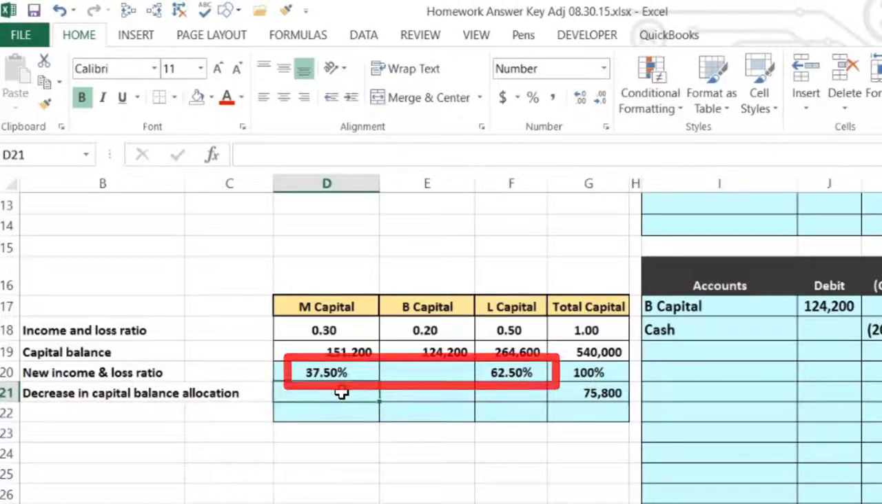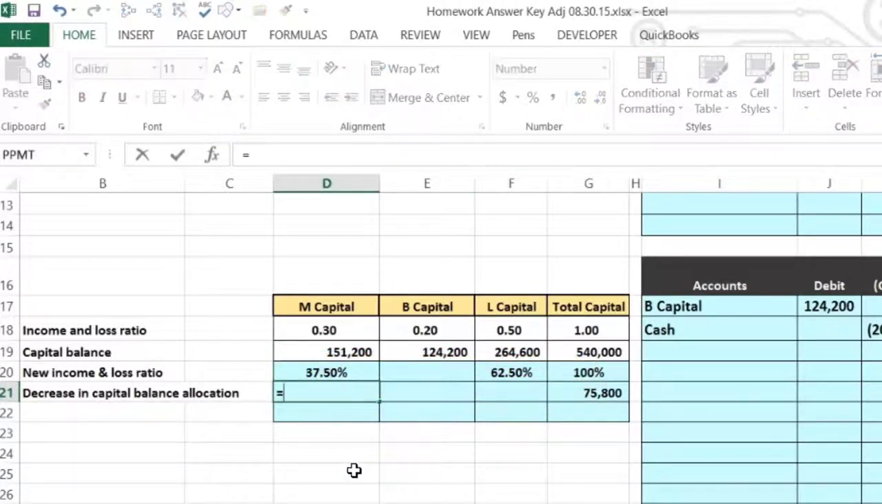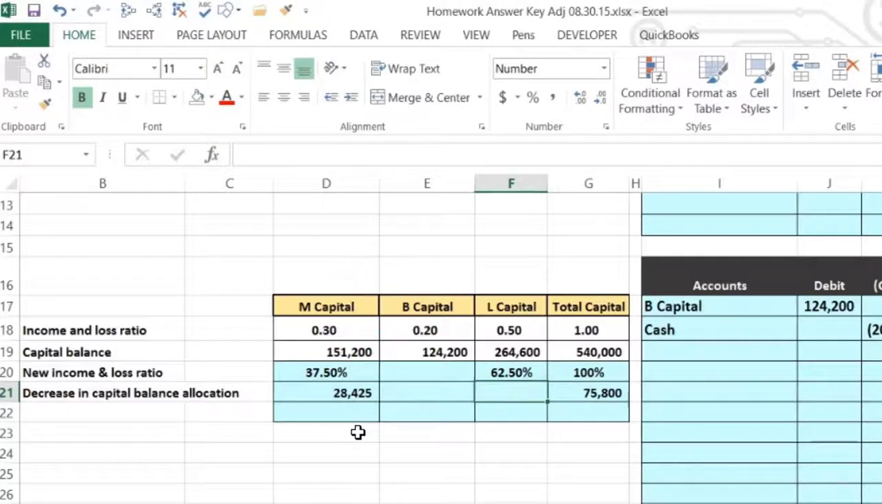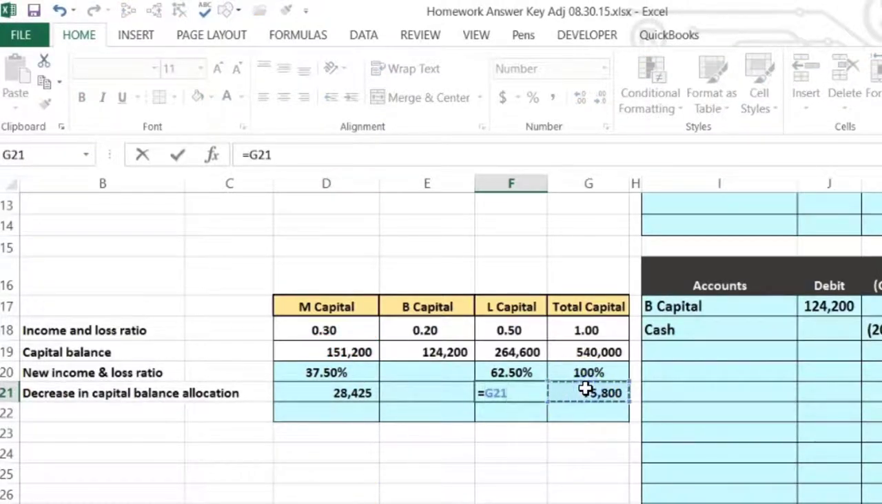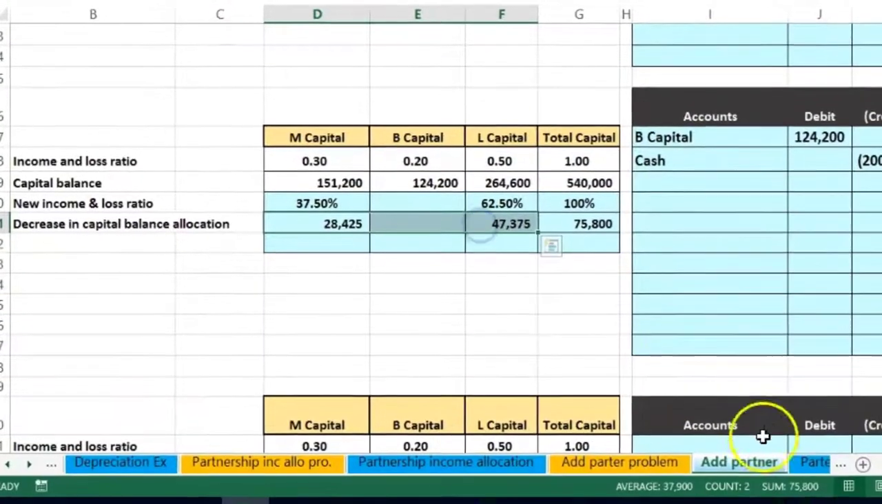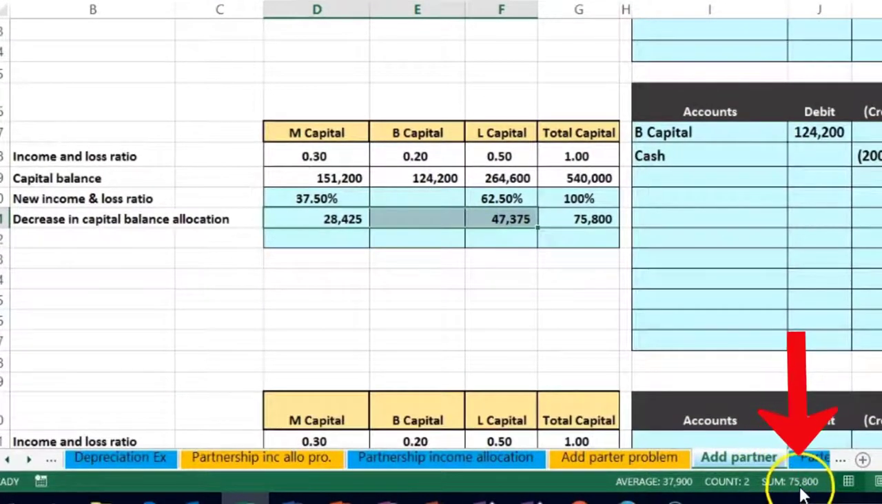So in D21, we can do that with a formula equals the 75.8 times the 37.5%, means that we're going to have to debit M's capital account, reducing it by 28,425, in F21 equals the 75.8 times the 62.5, and that gives us the 47,375. If we add those two up, of course, that adds up to the 75.8.